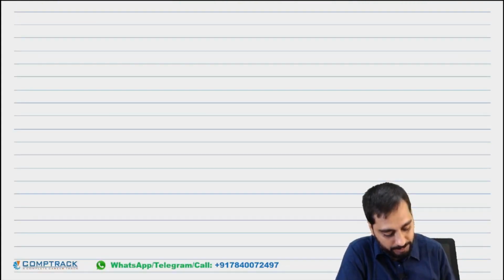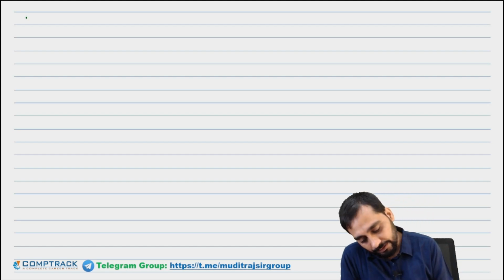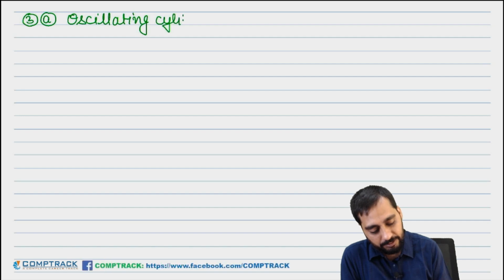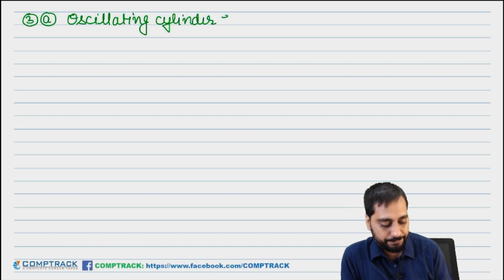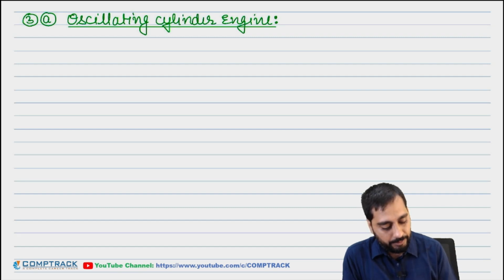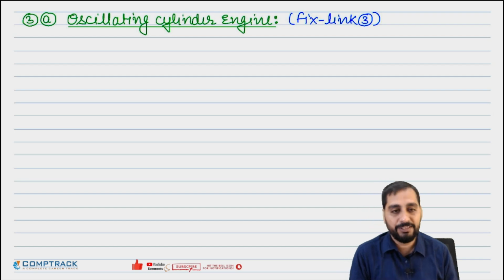Now write down third inversion, when we will fix link 3. So third inversion, first application: oscillating cylinder engine. In this, the cylinder will be oscillating, okay? Here it will be found when we fix link 3, okay?